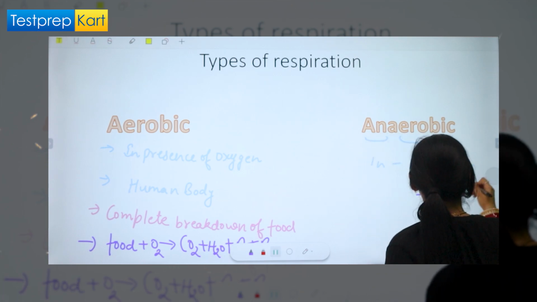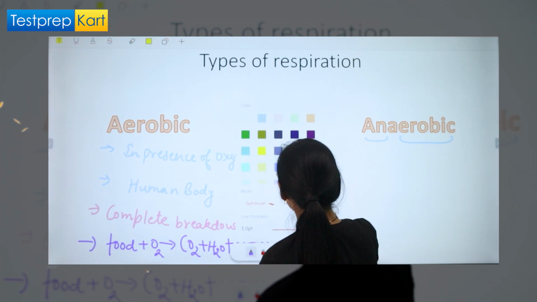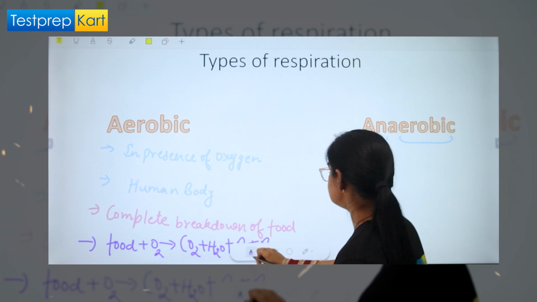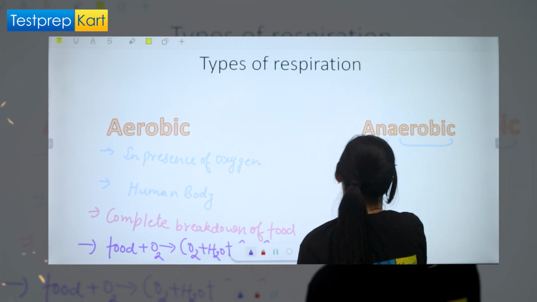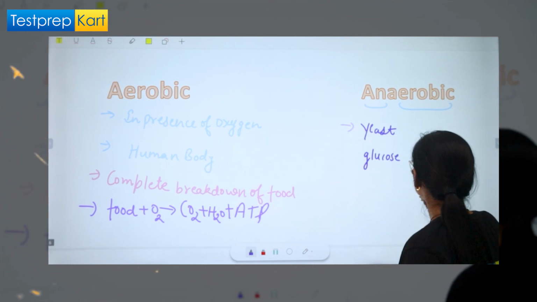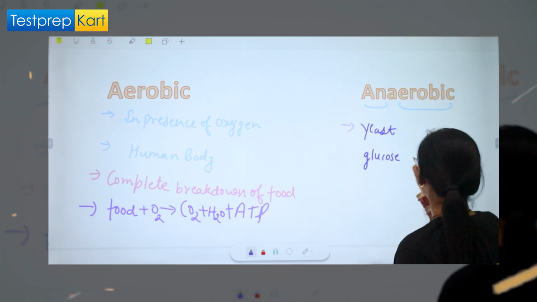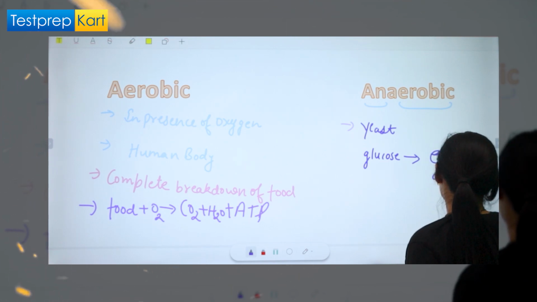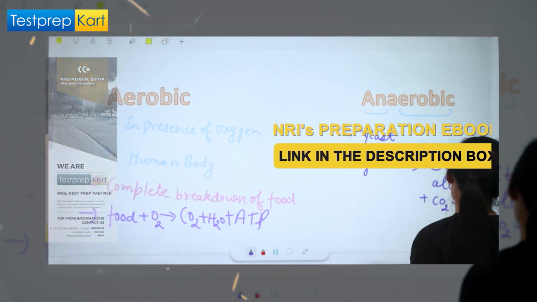When we talk about the reaction where incomplete breakdown is taking place, what are the byproducts? When complete oxygen breakdown is taking place, the byproducts are carbon dioxide and water and a large amount of ATP. When we say that anaerobic respiration is occurring inside yeast, glucose will break down into ethyl alcohol plus carbon dioxide plus ATP.